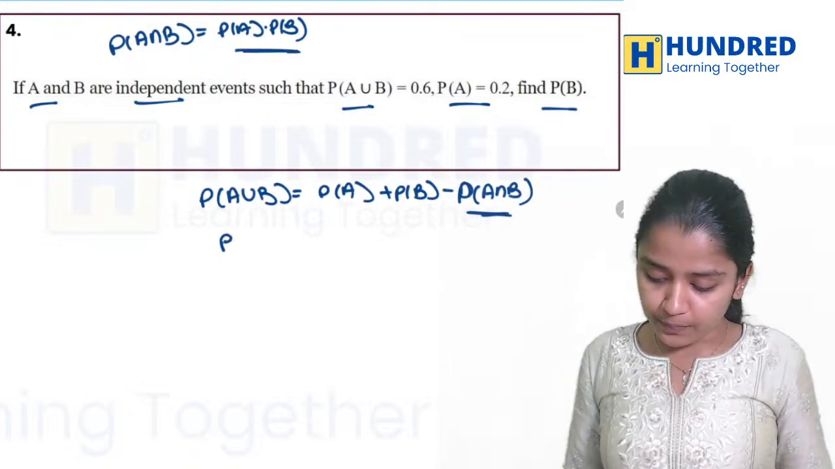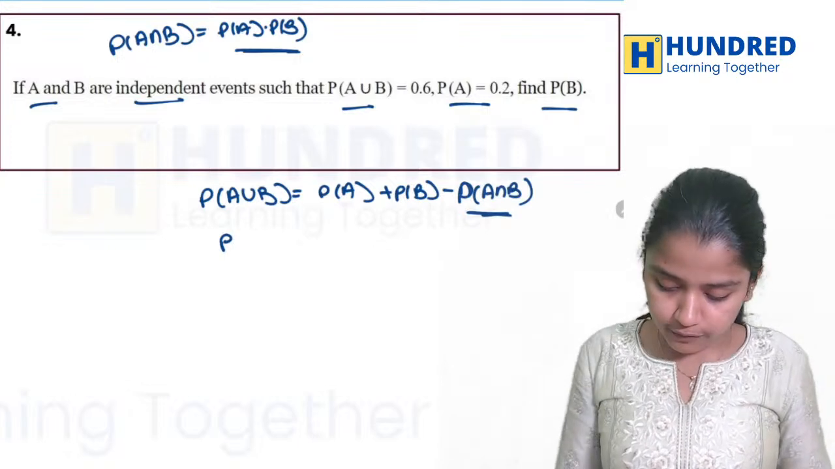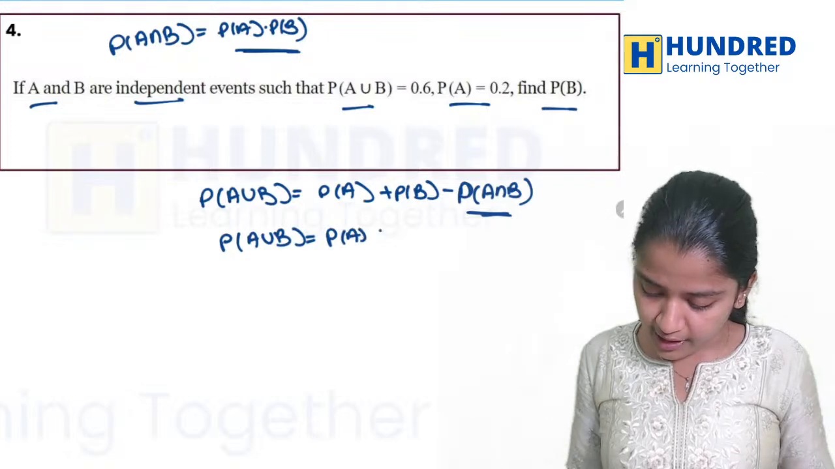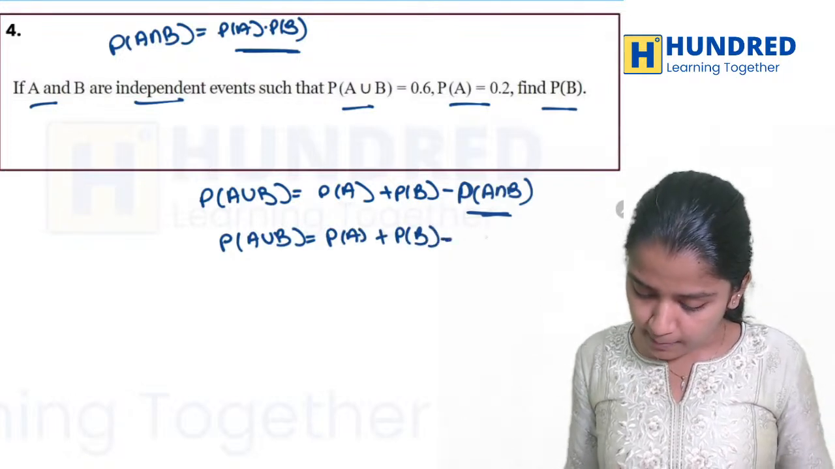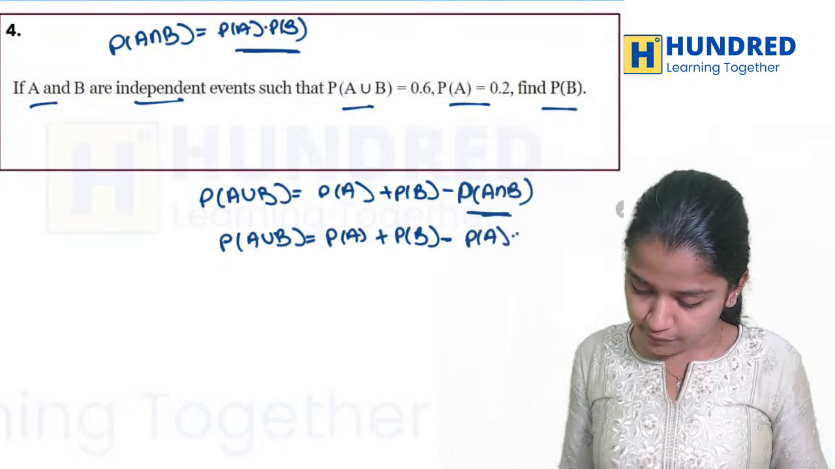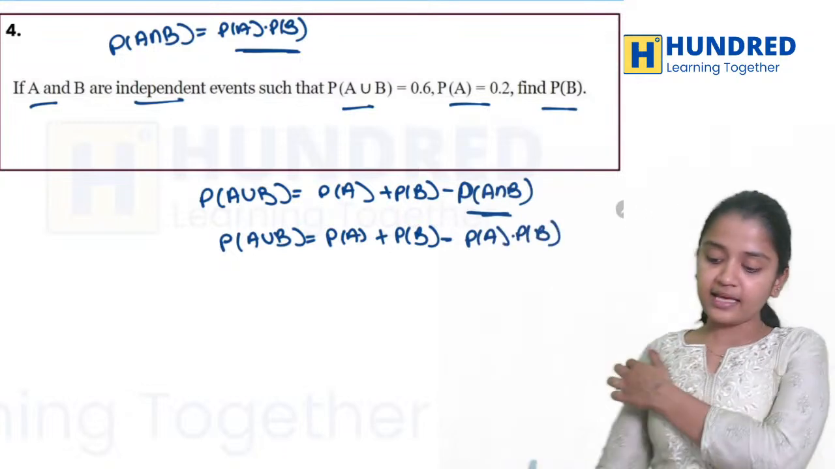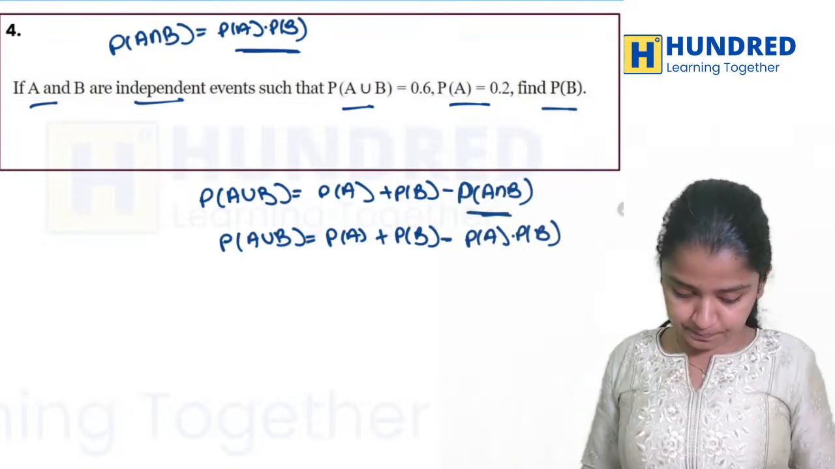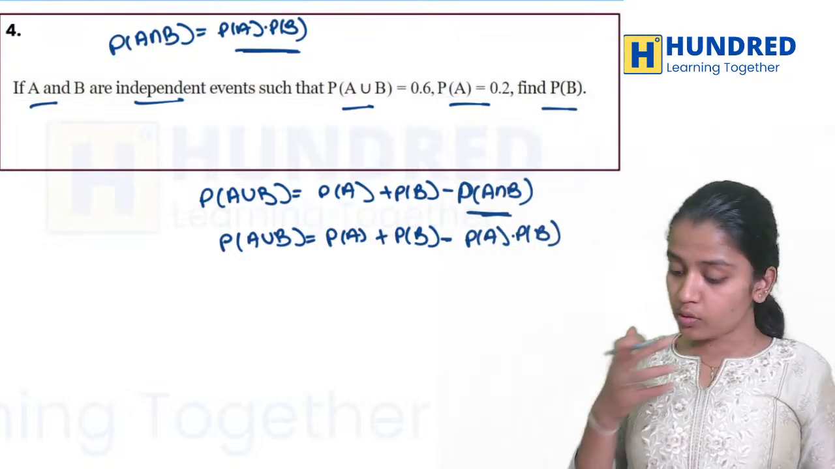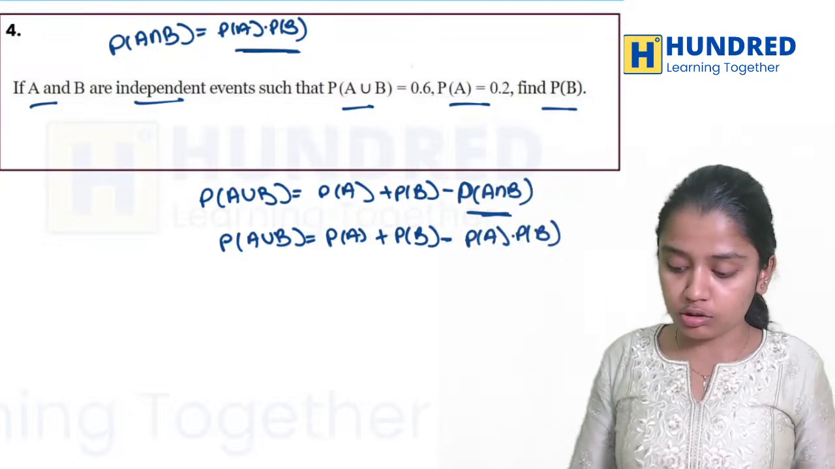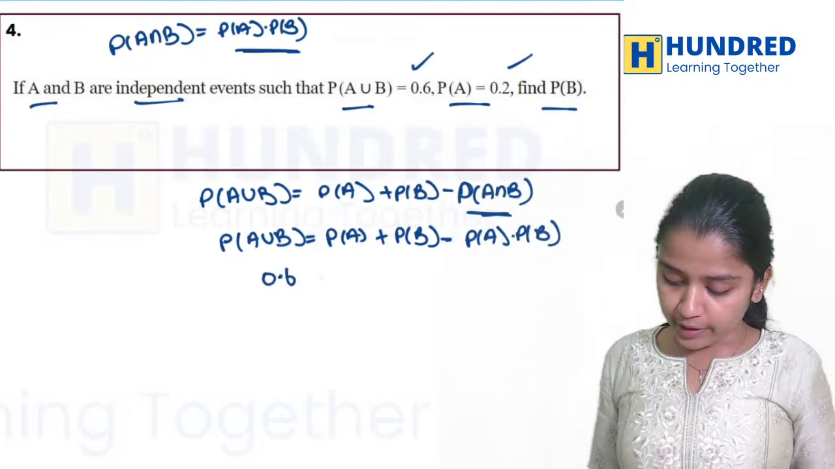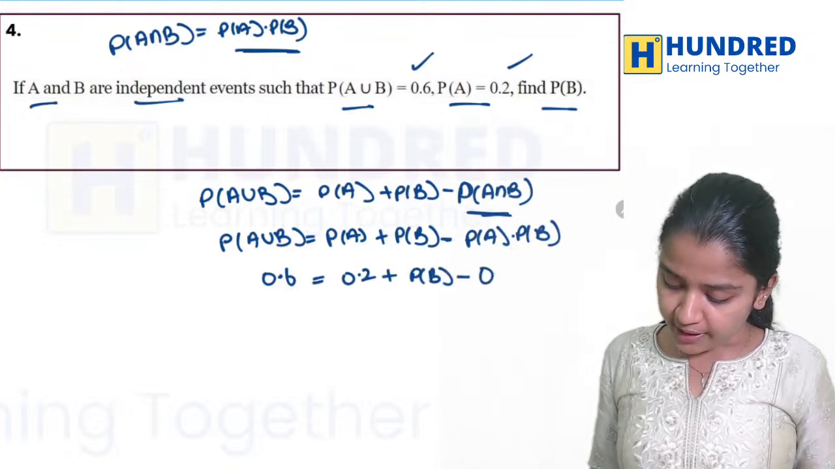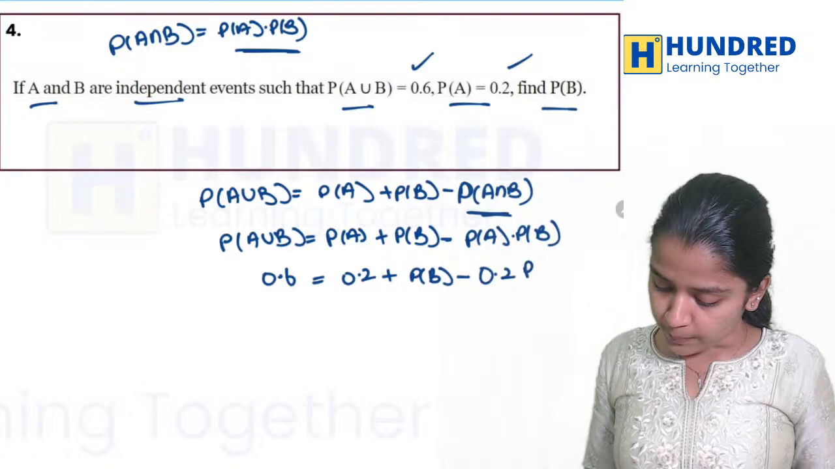So directly, I can write P of A union B is nothing but P of A plus P of B minus P of A into P of B. Like this I can write. Now after this, what can I say? So basically I'm filling in all the numerical values. So 0.6 is equal to 0.2 plus P of B minus 0.2 P of B.